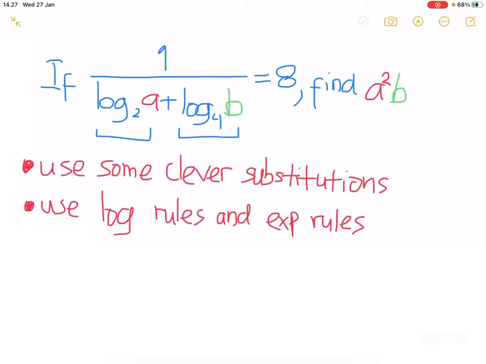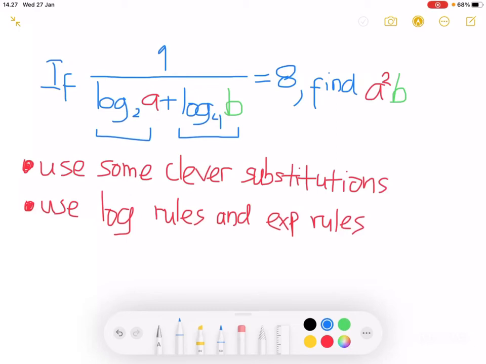And today we're going to solve this pretty tricky logarithmic equation. It says, if 1 over log base 2 of a plus log base 4 of b is 8, find the value of a squared times b.